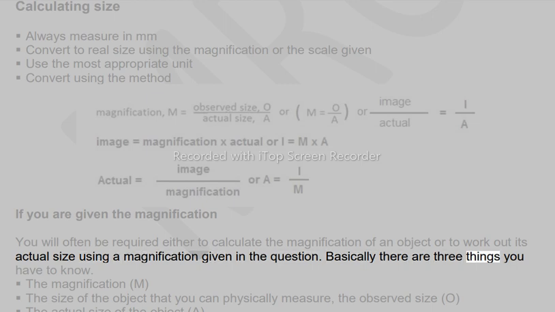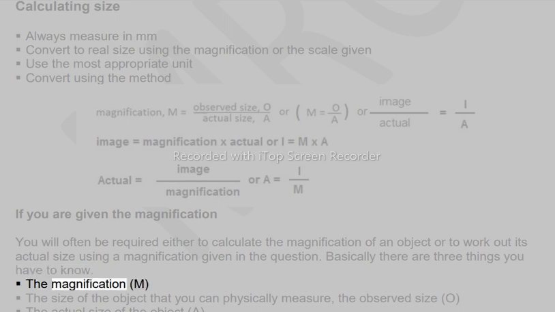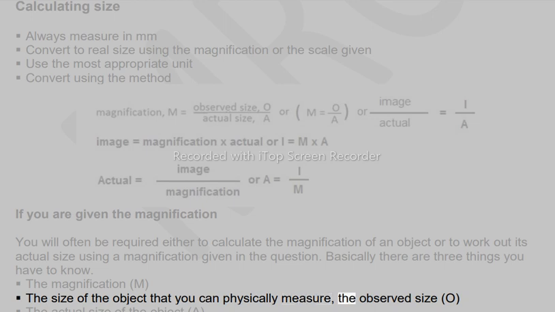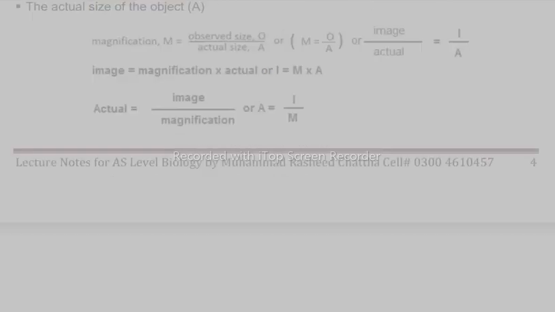Basically, there are three things you have to know: the magnification, M; the size of the object that you can physically measure, the observed size, O; and the actual size of the object, A.